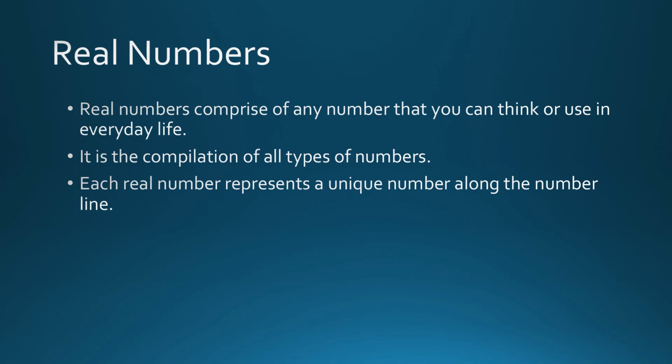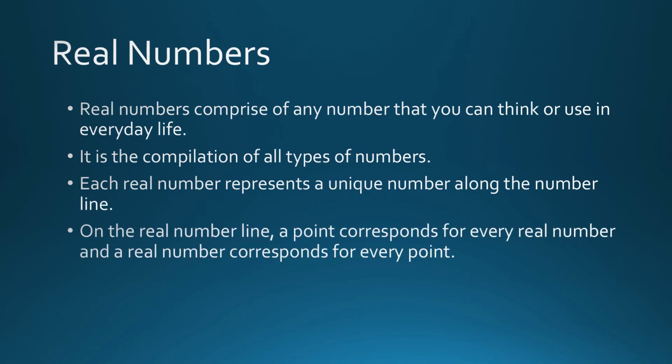Next, each real number represents a unique number along the number line. On the real number line, a point corresponds to every real number and a real number corresponds to every point. All real numbers are unique and correspond to every point on the number line.